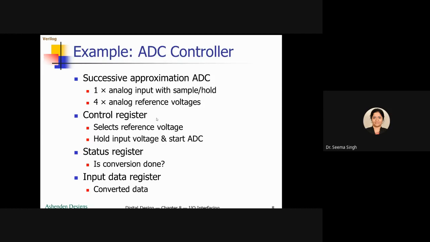And it has a control register. If you remember, it is an analog to digital converter. It had 4 analog references with which it kept on comparing, and there was a reference voltage, so that is also a part of the control register. And there is a hold input voltage which will start the ADC or hold it. Either it will hold when the ADC is working on some other signal, or it will start the ADC. And what may be the status register? The status register is whether the conversion is done or not done. And what will be the data register? It will be the converted data.